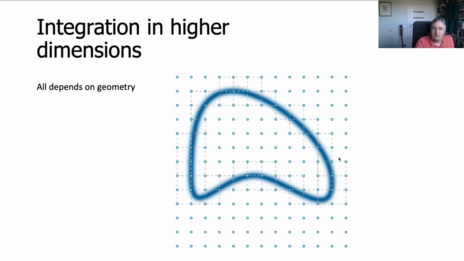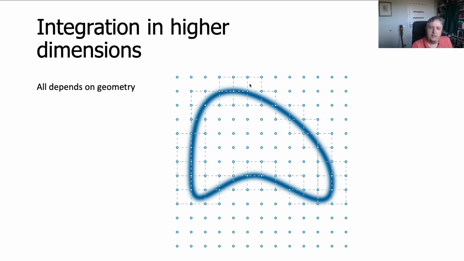Unfortunately, in higher dimensions it's not that simple. Because in one dimension generally we have one simple grid that comes from points distributed on an axis. However, the issue is that when there are more dimensions, then finding an appropriate grid for integration becomes heavily reliant on the geometry of the probability density function that we want to integrate.